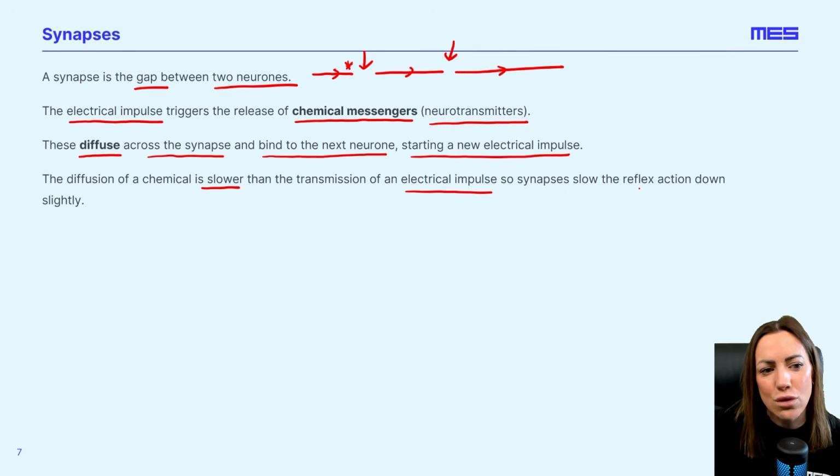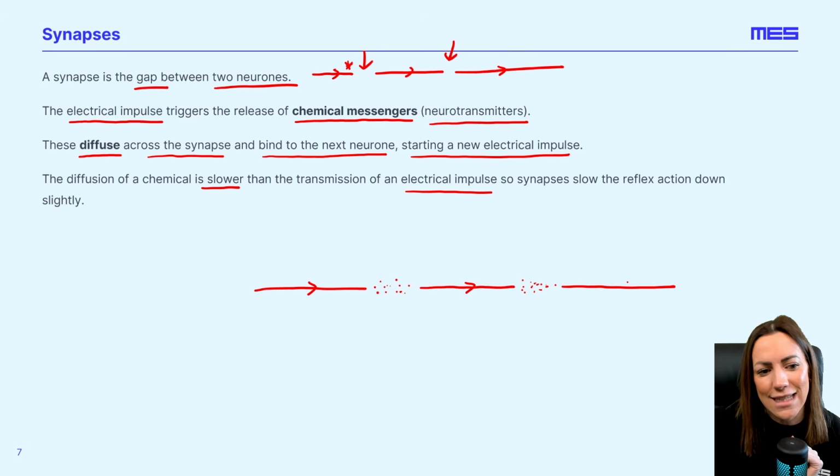So synapses do slow the reflex action down slightly, but they're still super, super fast, right? We're talking milliseconds here. But they do slow it down slightly because you've got your really quick electrical impulse in the sensory neuron, then the diffusion from a high concentration to a low concentration of a chemical across the synapse, then an electrical impulse along the relay neuron, then the diffusion of the chemical across the next synapse, and then the electrical impulse is transmitted along the motor neuron. So that's how it works.